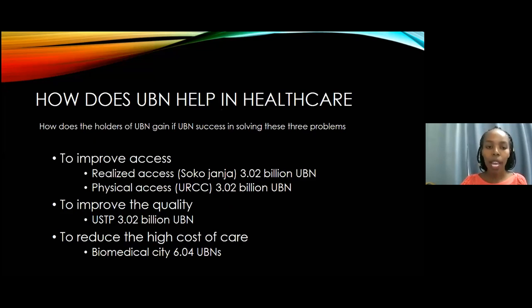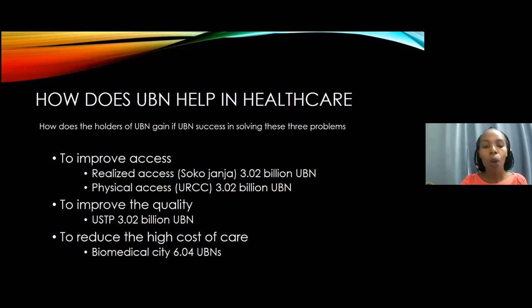Realized access is when we may have hospitals, but because you do not have money in your pocket, you cannot access that care. That is realized access. Basically, it's brought about by lack of money. If you do not have money, it's not even possible for you to go for healthcare. If you do not have money, it's not possible for you to live in an environment that does not predispose you to diseases. But if you have money, it means that you can live in a good environment. It means that you can get nutritious food. It means that you can even go for healthcare checkups, you know. So we set aside 3.02 billion UBNs to make sure that people have money in their pockets.